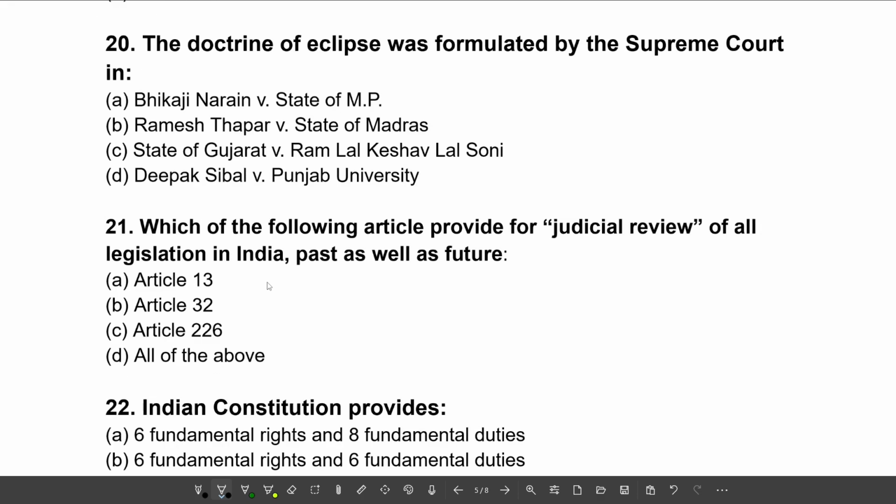Next question. The doctrine of eclipse was formulated by the Supreme Court in Bhikaji Narain versus State of MP, Romesh Thappar versus State of Madras, State of Gujarat versus Ambica Mills, or Deepak Sibal versus Punjab University. So the correct option will be option A, Bhikaji Narain versus State of MP.